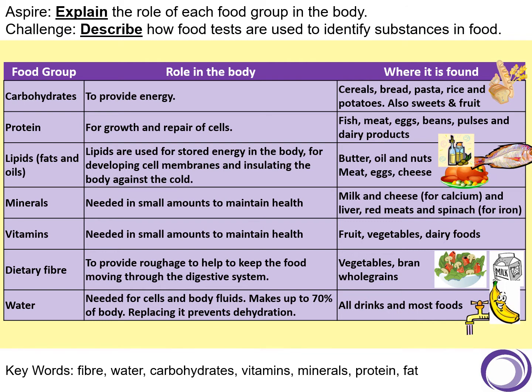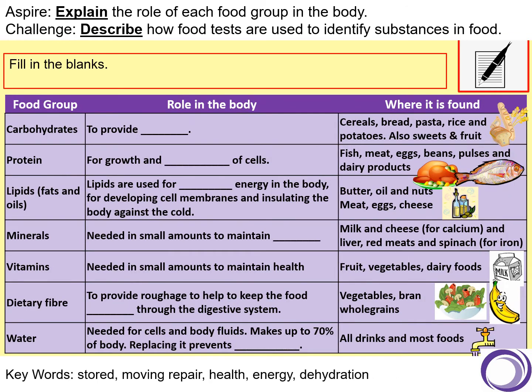Now, fibre is very important in our diet. We find fibre in vegetables, bran and whole grains, and it provides roughage to help keep food moving through our digestive system. And the last food group is water, and obviously all drinks and most foods contain water, and this is needed for cells and bodily fluids. It makes up 70% of our body, and replacing it prevents dehydration.